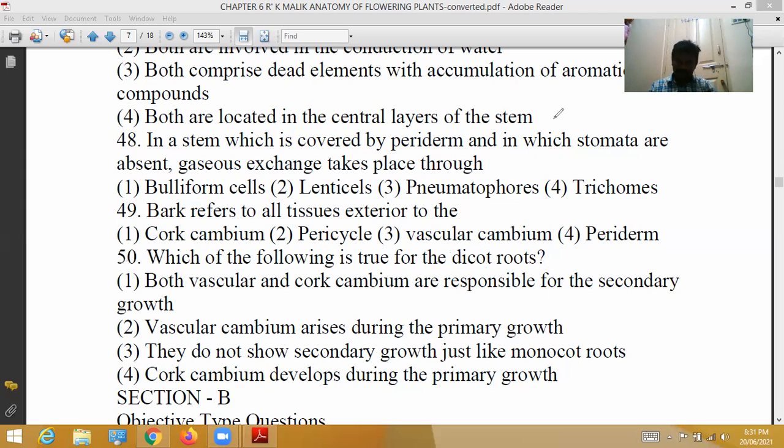With this, the discussion of anatomy of flowering plants part 2 is finished. Actually there are nearly 200 to 300 bits in this session. Discussion of all of them is not possible. That's why I'm saying study the NCERT textbook line to line, all the statements including diagrams and labels. If you study thoroughly, the objective questions in the final exam will be drafted from that only.